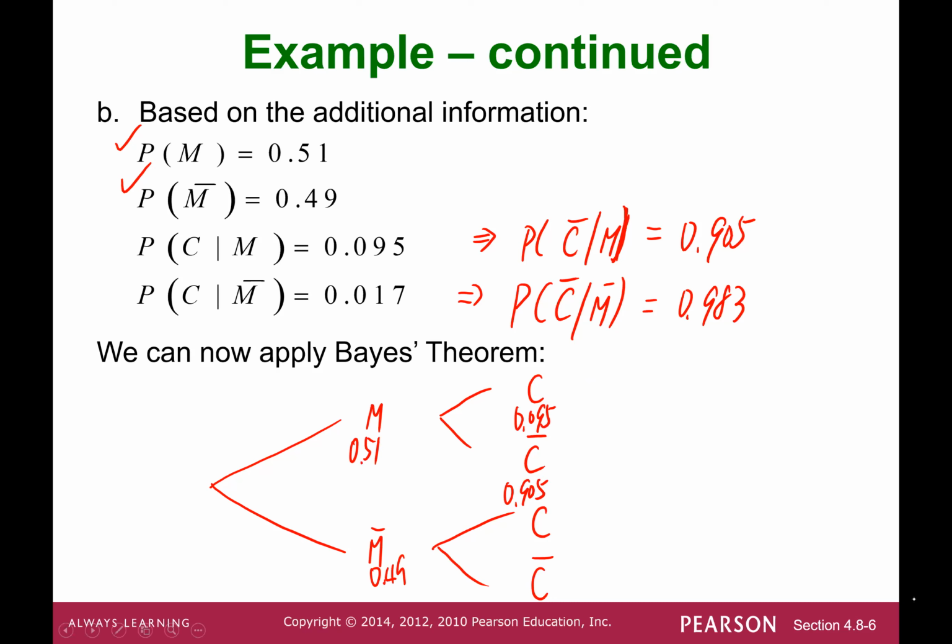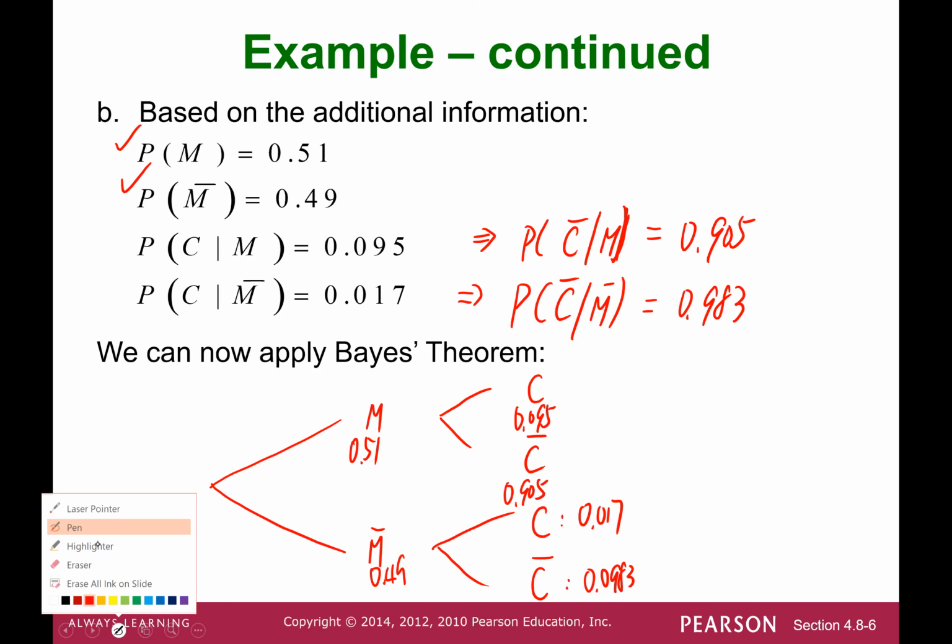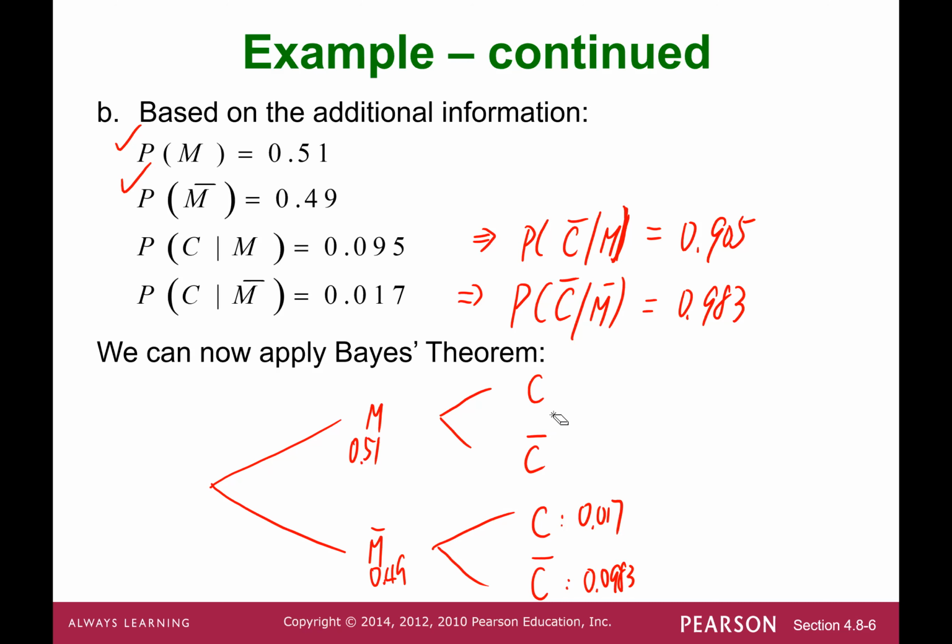And for female, maybe put it here, it's 0.017 smoking cigars. Not smoking cigars is 0.983. I guess it's easier to just put it on the side. So this is 0.095, 0.905. Okay. And this is how you use a tree diagram to visualize what's going on here.